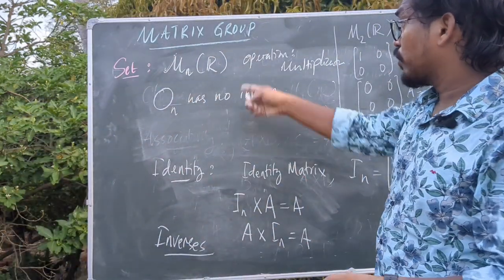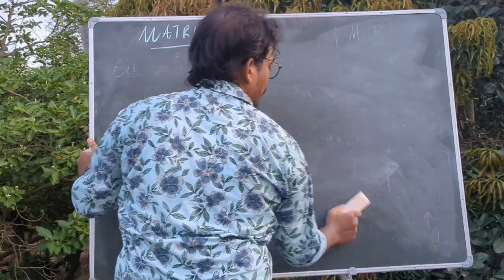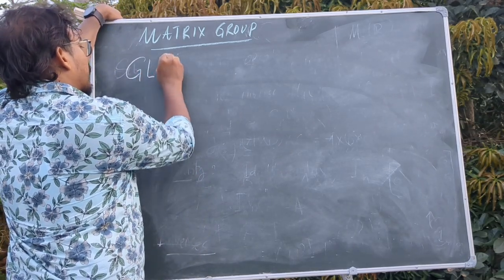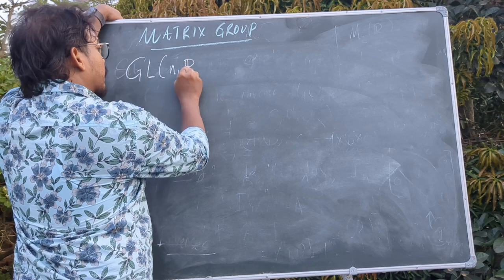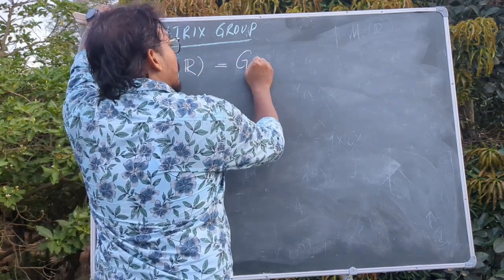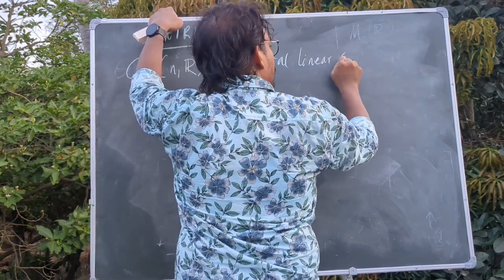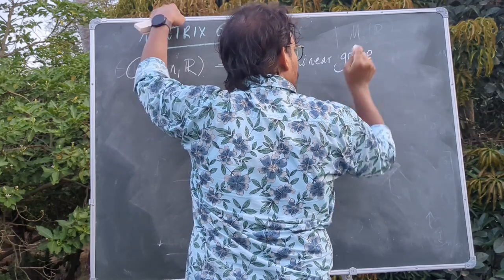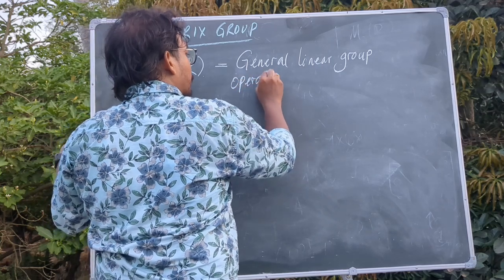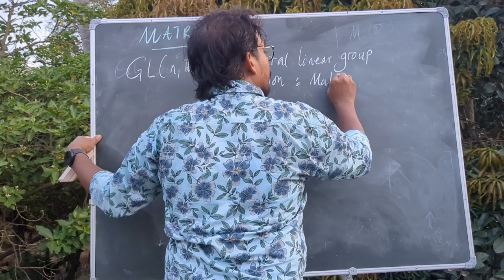Let me erase it. These are not groups. This is a special name, GL(n, R). This is called the general linear group, and the operation here is multiplication. The operation is matrix multiplication.